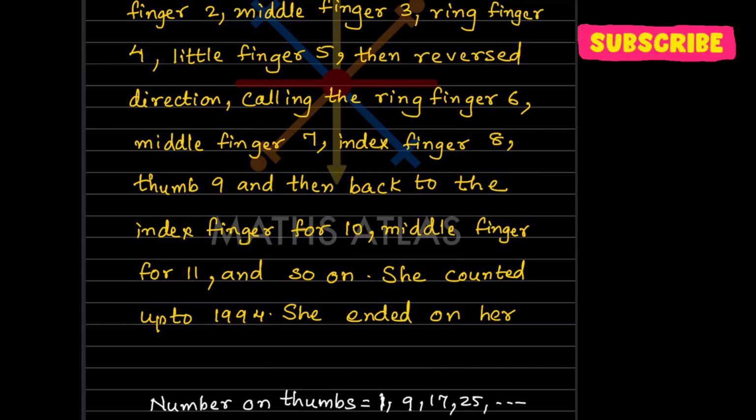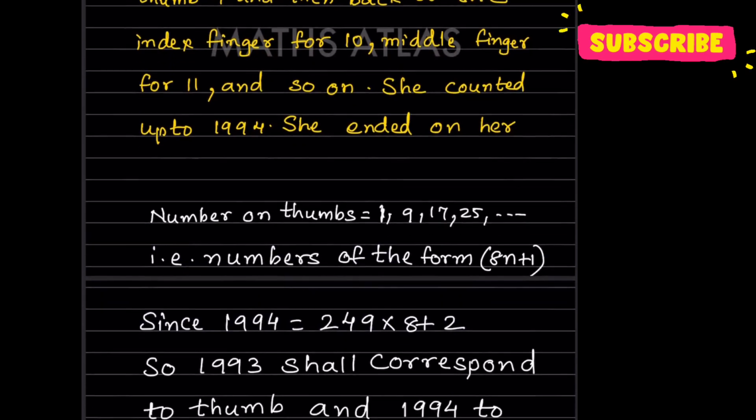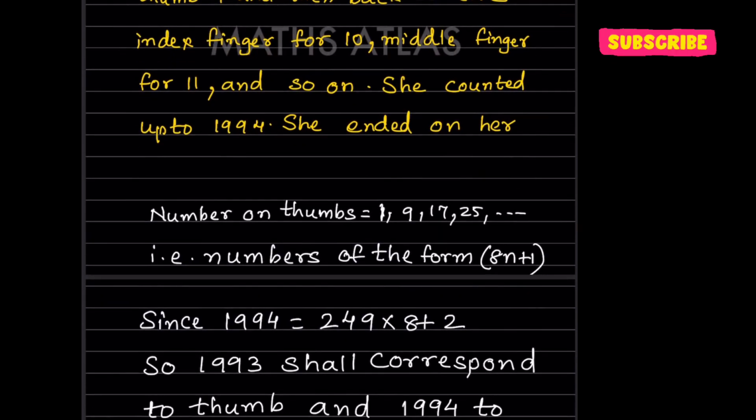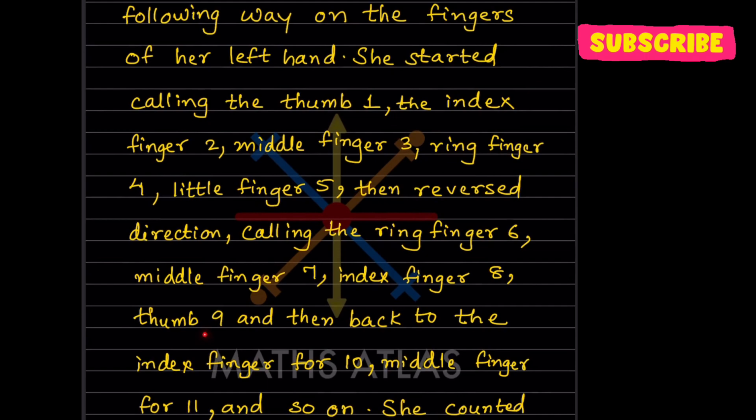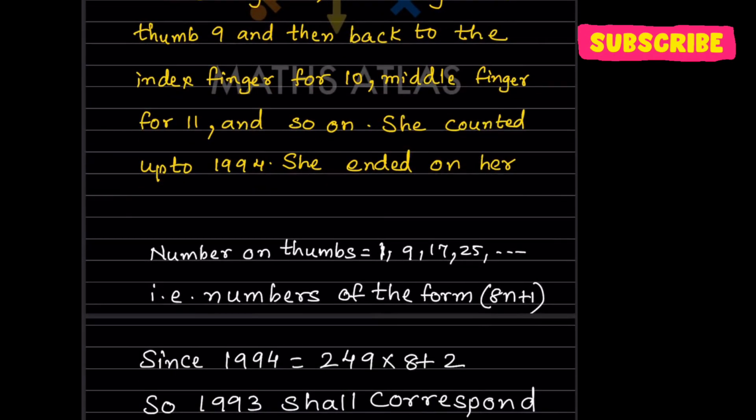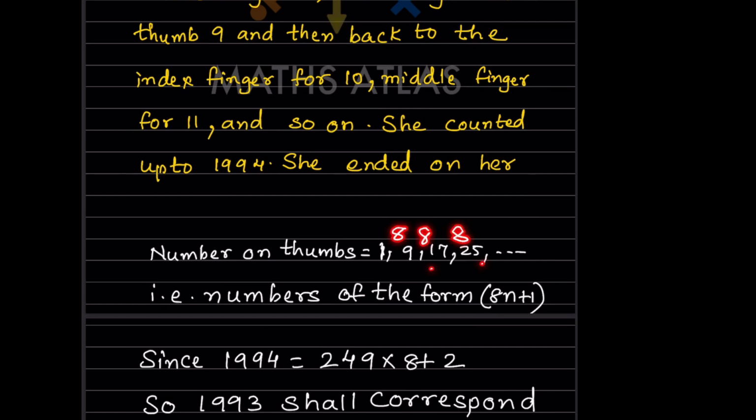So she ended on her... So we have to see where did she end on. So what is the number on the thumb? What we can say is 1. Then the other number we can see on the thumb is 9. So 1, 9, and then because there's a difference of 8 over here, again 8 more means it is going to be 17, 8 more means 25, and so on.